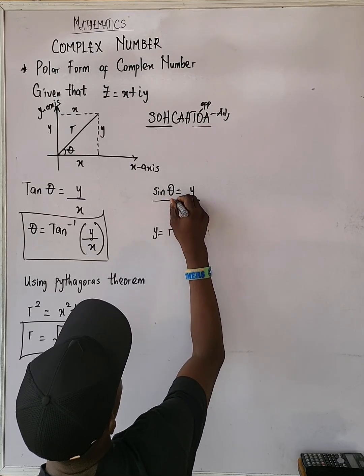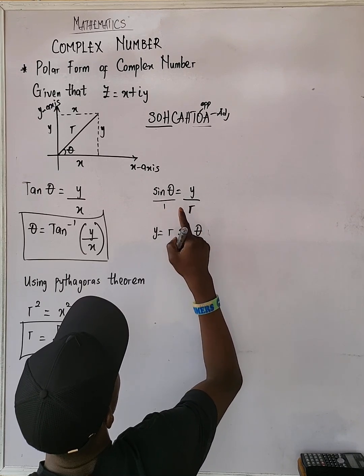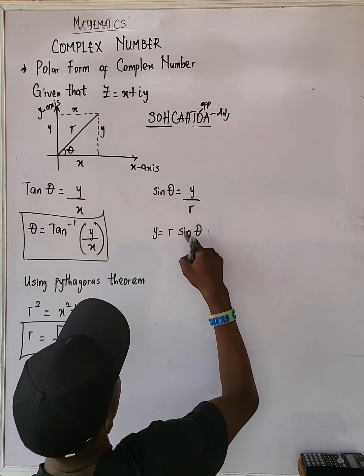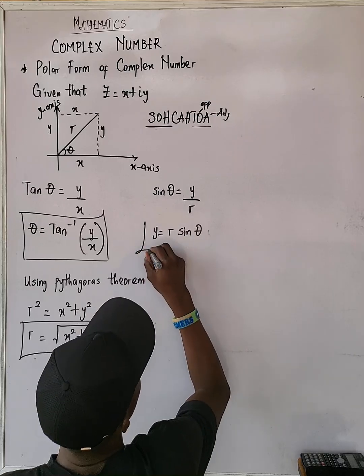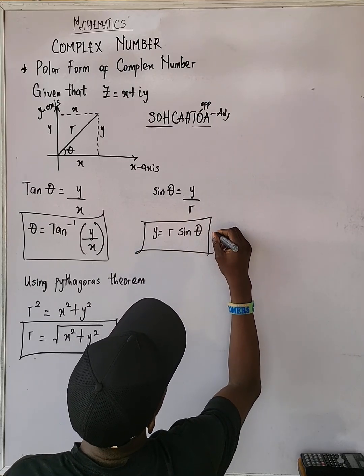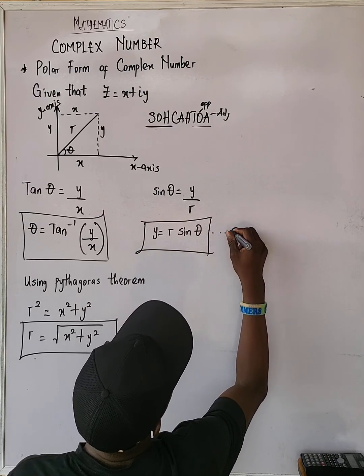You know, this is just like over 1. Y multiplied by 1 is y. So that will give us y equals r sine theta. So keep this formula. You can call this equation 1.